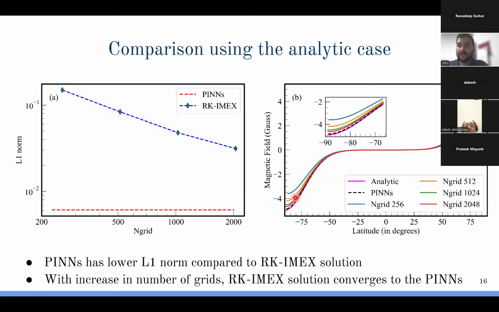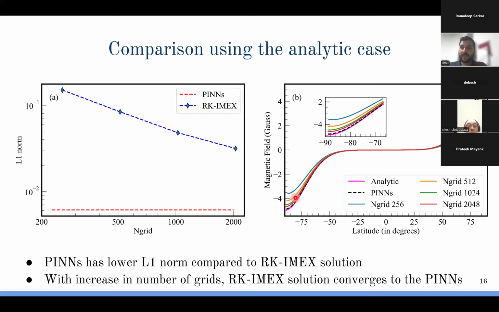This is expected for any numerical method: if we increase the resolution, then the method has less numerical diffusion, with which the solution comes closer and closer to the analytical solution. On the left side, you can see how the error was changing. You can see the PINN error with the red line, and the blue line corresponds to the error of the RK-IMEX method. You can see the errors coming down and down on increasing the resolution. This is what we expect from any numerical scheme.